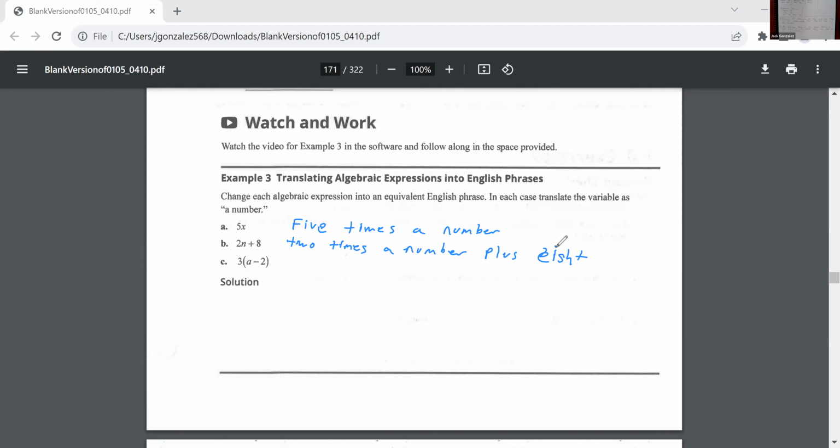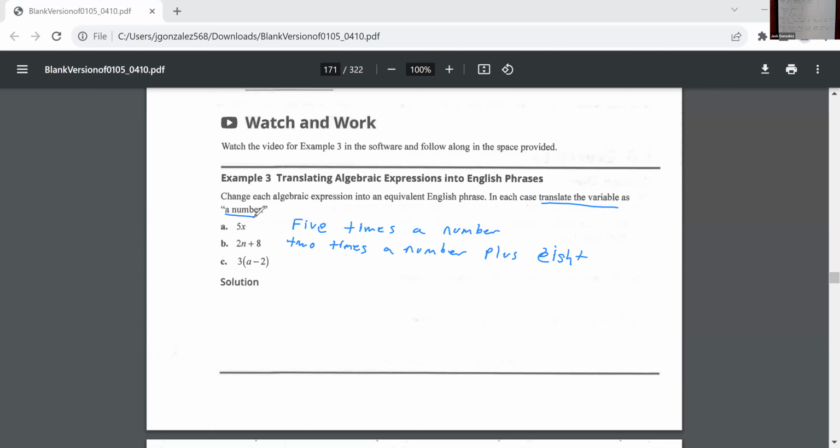What about the last one? A number minus 2 multiplied by 3. Wait, should you put a number or a variable? You know where you put 5 times a number. That's what they want. So translate each variable. Okay, I see this better.